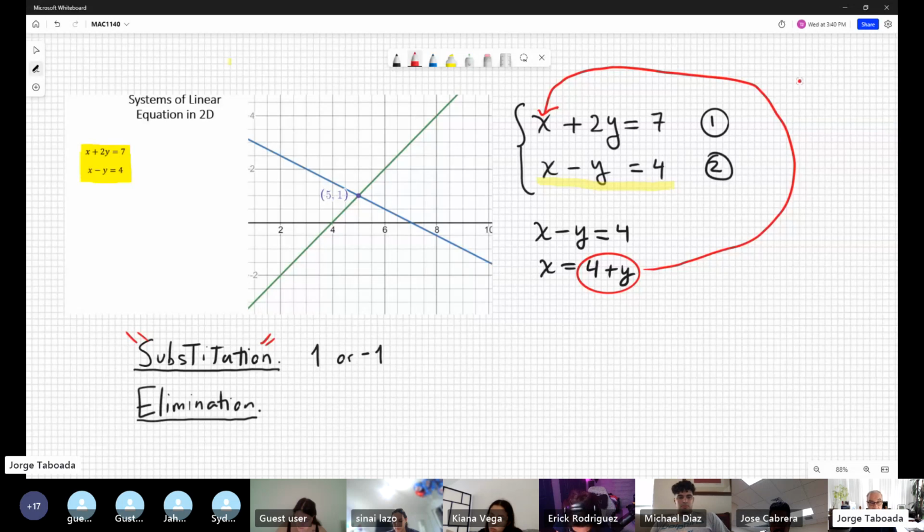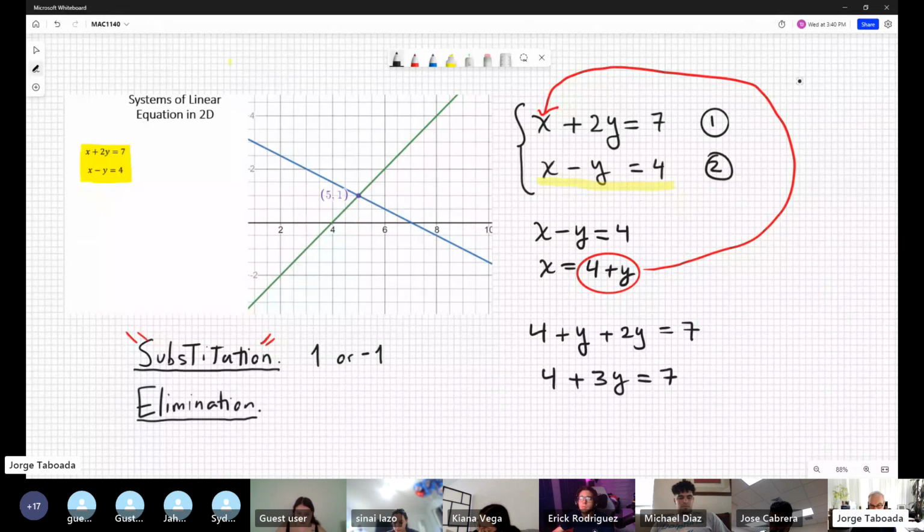So I copy now. No x anymore. I copy 4 plus y, which is equivalent, plus 2y equals 7. Oh, so in that moment, we have one equation that contains only one unknown. So this is pretty easy to determine the y value. No, you combine that term. This is 3y, 1 plus 2 is 3.